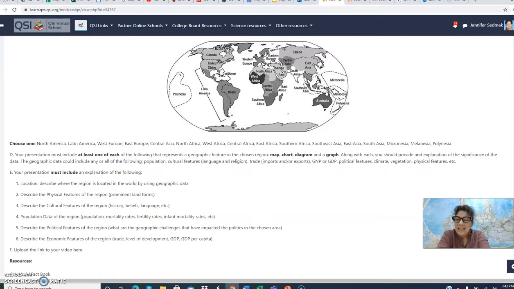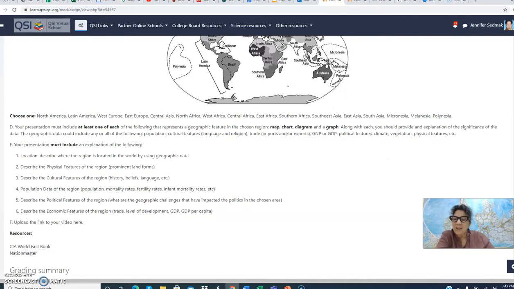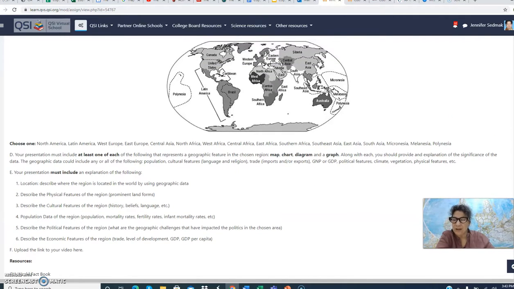investigating. Then in your presentation, you have to include these 6 items. Begin by explaining the location of the region. Now, this could be absolute location and relative location. So you can give me specific degrees, latitude, and longitude, and then you can even tell me where it is in relation to other places in the world.